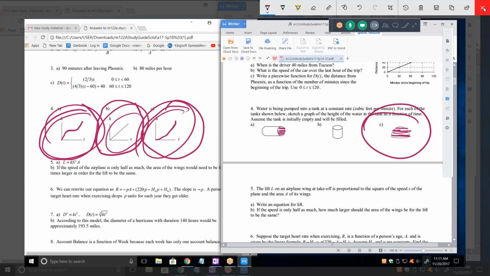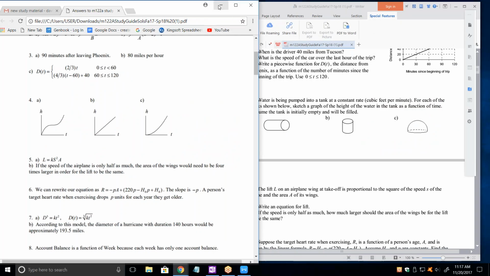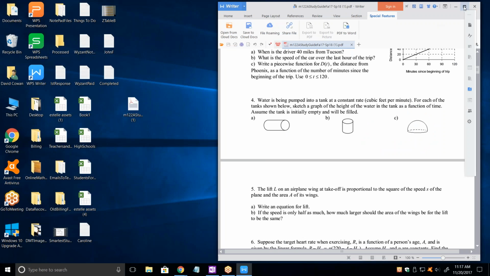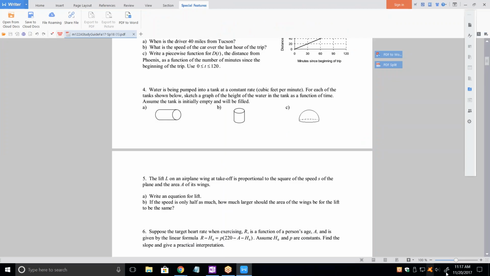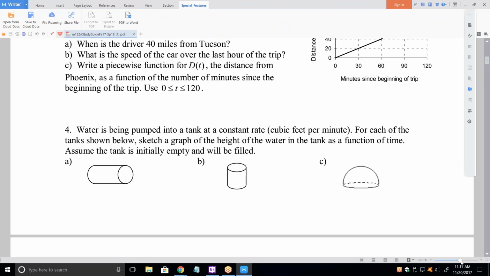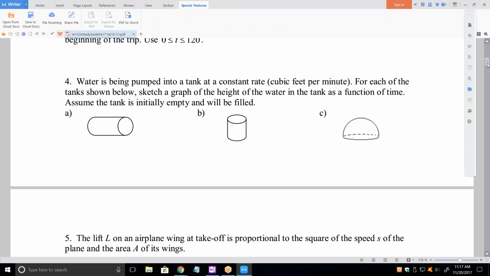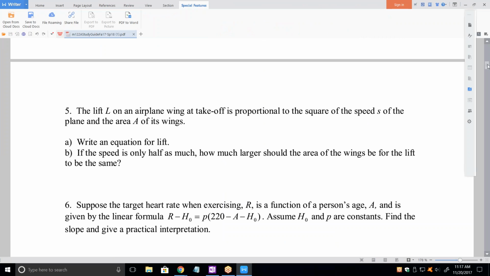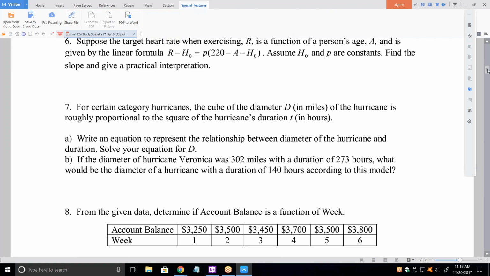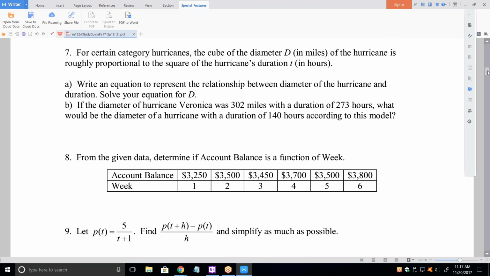All right. Let me minimize the answers. Let's maximize the problem sheet. Blow it up a little bit and continue on. Now we did number 5. We did number 6. Didn't do number 7 yet.